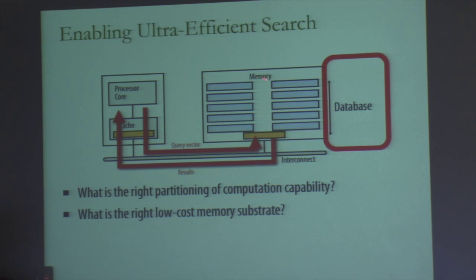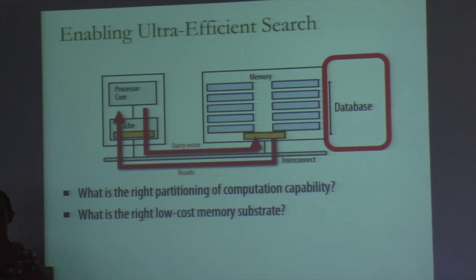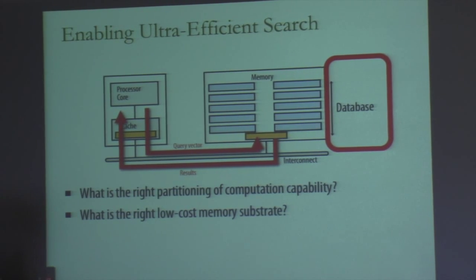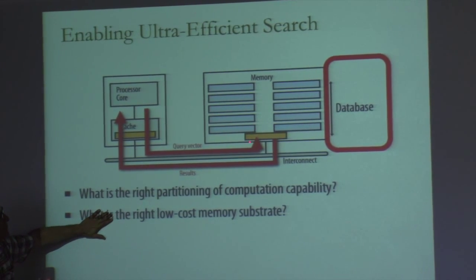What is the right low-cost memory substrate? How do you actually do the comparisons, for example, in memory? In a technology like DRAM, how do you do the comparisons efficiently? And maybe there are many, many ways of doing this. How do you do this in a hybrid memory cube? Hybrid memory cube is where you actually stack DRAM with the logic. That's one example of it. How do you actually do it there? And how do you actually do it in traditional DRAM? So these are actually open questions.